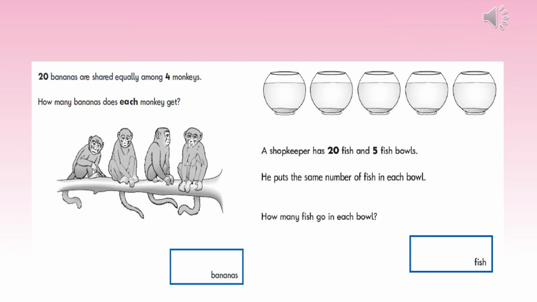So here we have a couple of examples from a SATs paper. If we look at the question on the right hand side, we've got the shopkeeper has 20 fish and 5 fish bowls. He puts the same number of fish in each bowl. So again, the children hopefully will share out the 20 fish between the 5 bowls.